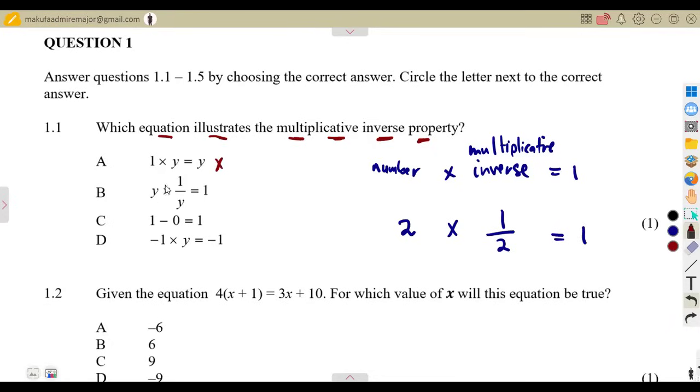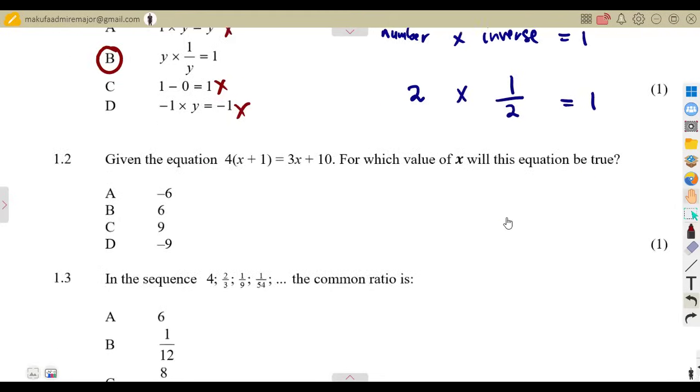B: y times 1 over y is equal to 1. 2 times 1 over 2 is what? This is exactly what we have. So this is just like there's a 2 here. As long as these two are the same, 1 over y is the inverse. So this is the number, this is the inverse, getting a 1. So this is actually correct. 1 minus 0 is not multiplicative. So B was going to be the correct answer there.